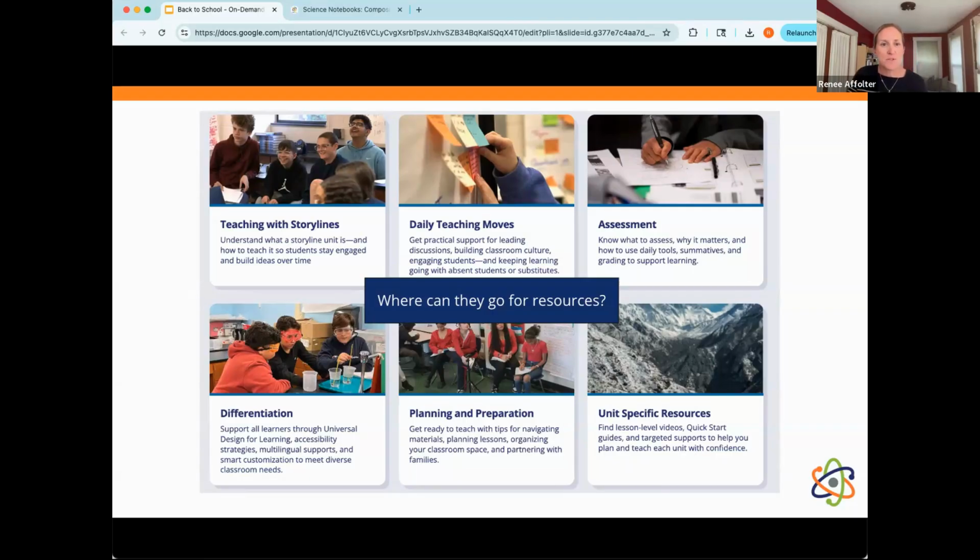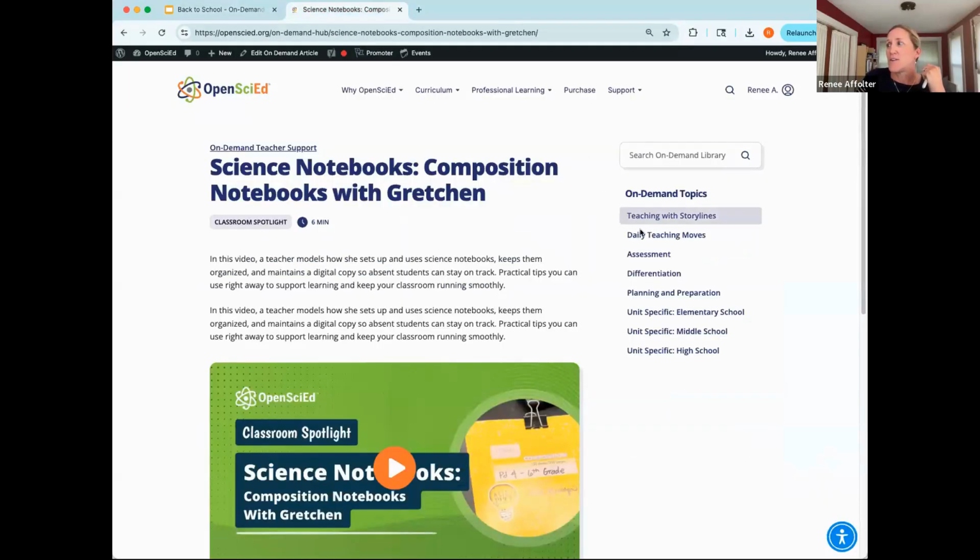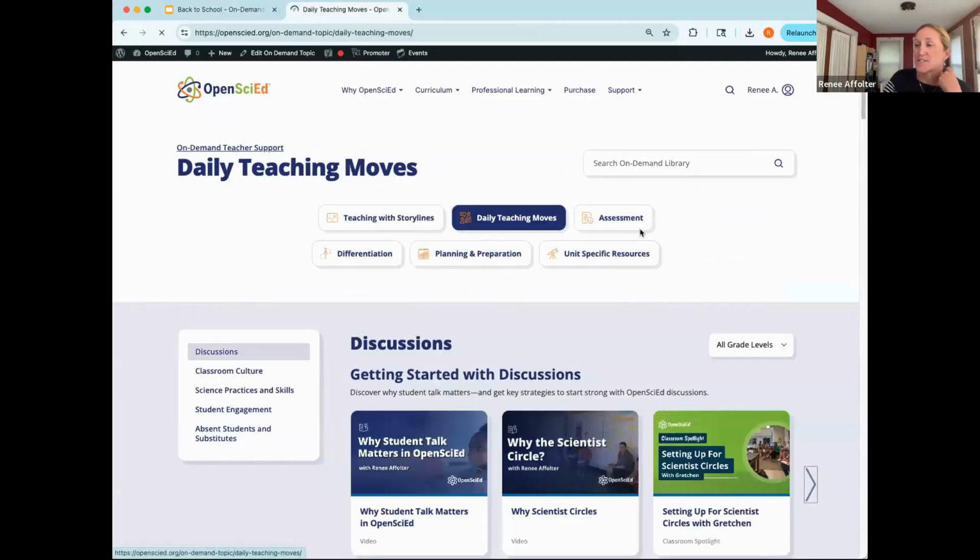Seeing daily teaching moves, maybe something about differentiation, right? There definitely could be crossover there. And resources can live in more than one place. We want to make sure that this is usable and that you can actually find what you need. Right now, where discussions lives is under daily teaching moves. So let's go take a look.